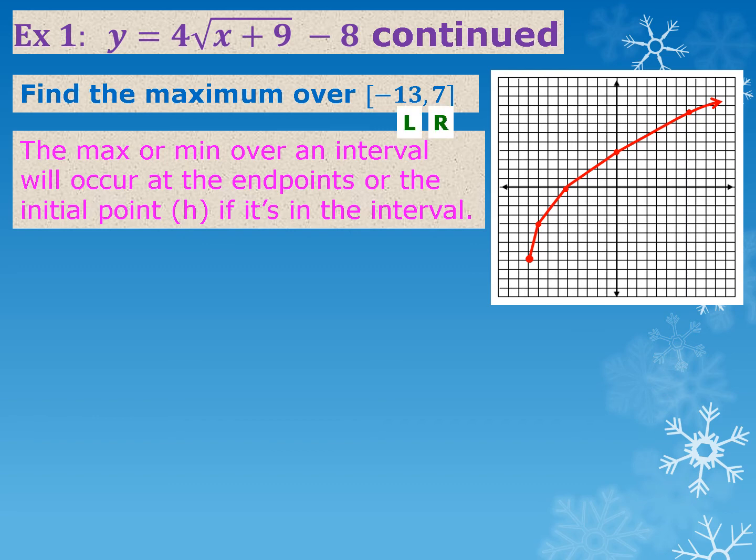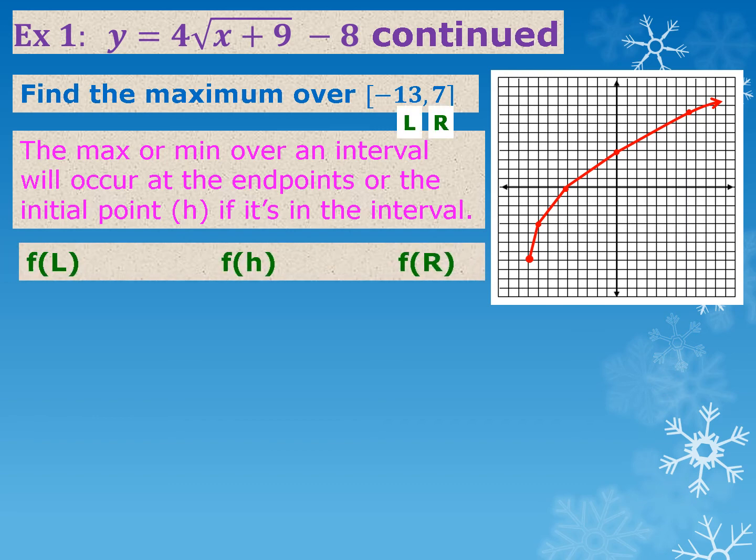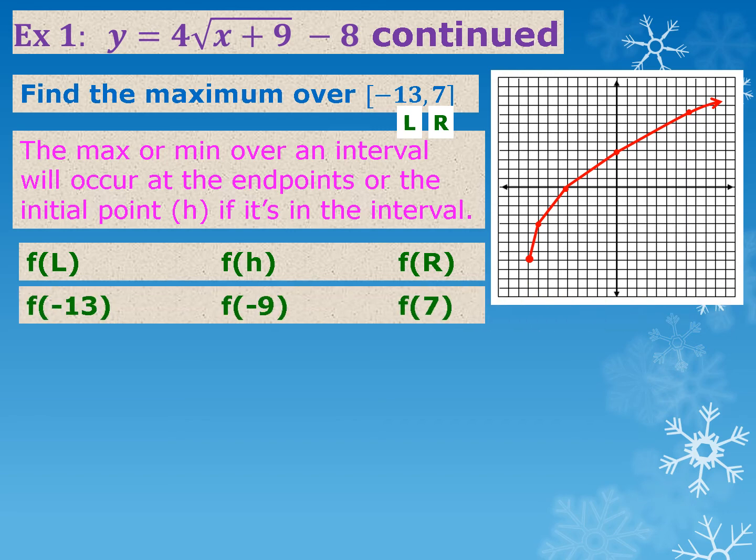So remember, we have left and right. This is where we're going to go back to doing f of L, f of H, f of R. So I know my left and right. My left is -13, my right is 7. Now my H, x plus 9, means my H is -9. Now before I do any math, I have to look and see, is -9 in between -13 and 7?